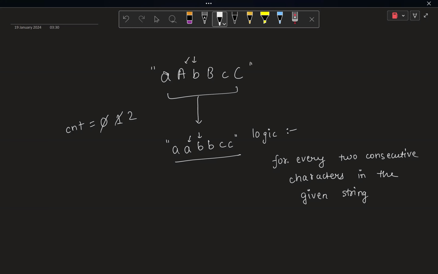So after converting all the characters of the given string into lowercase characters, I just iterate over the string, and for every two consecutive characters, I can just check if they are equal or not.